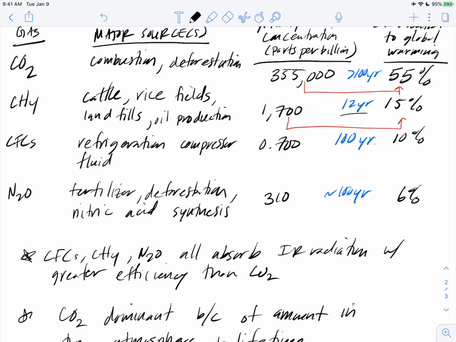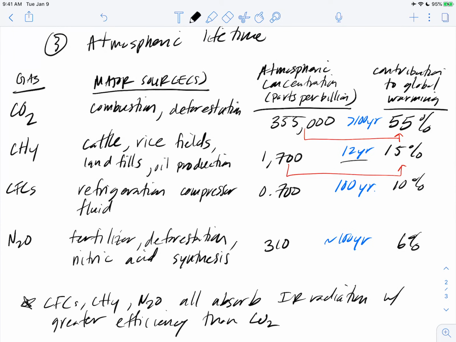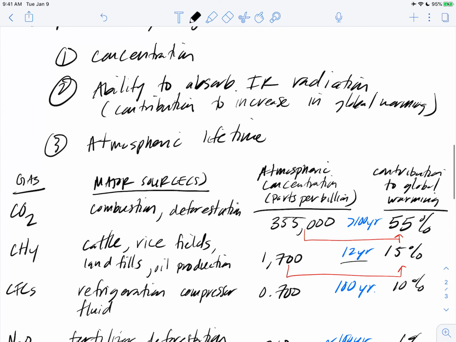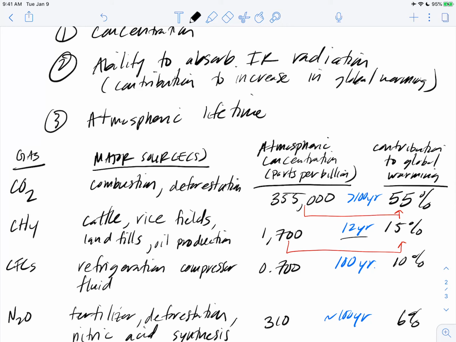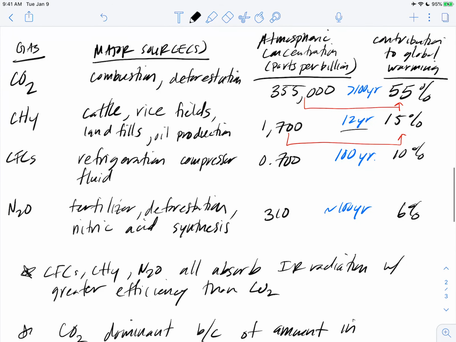So that's a summary of all the different contributions of anthropogenic greenhouse gases, specifically looking at concentration, the efficiency of absorbing IR radiation, and the lifetime these gases stay in the atmosphere. And so we see that more than half of all global warming contribution comes from CO2, though there are other gases as well. So we should know that those are also factors.